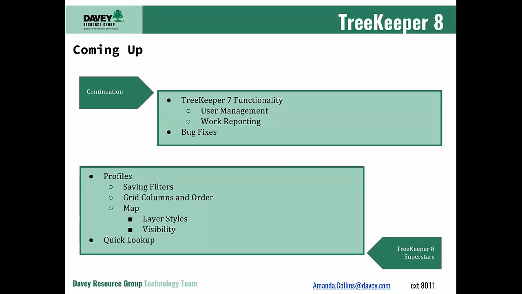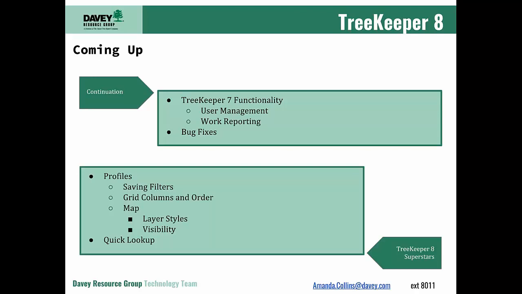Thank you, Jim. At this point, TreeKeeper 8, we're running two parallel development efforts. We want to focus on continuation and what we call TreeKeeper 8 Superstars. On the continuation track, we're going to keep adding in more TreeKeeper 7 functionality. In the near future, we're going to work on fleshing out user management and adding work and call attributes into the report builder. Additionally, we'll keep fixing bugs that arise and are brought to us.